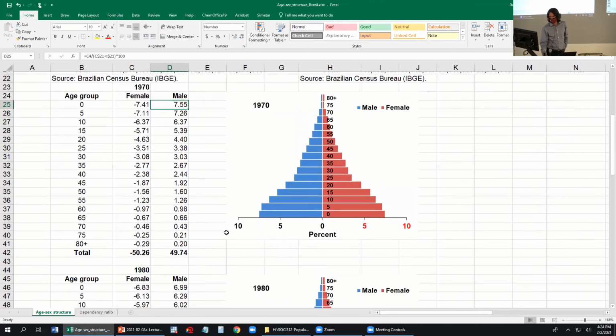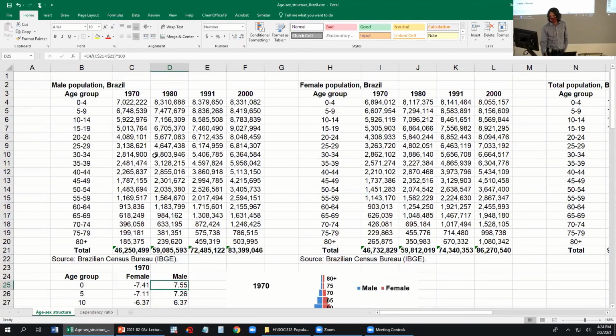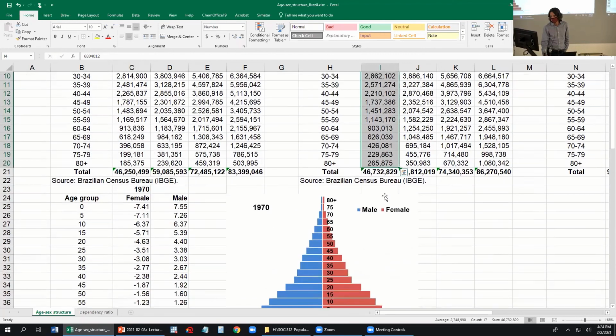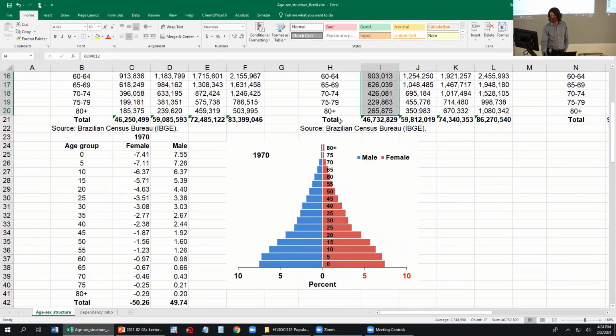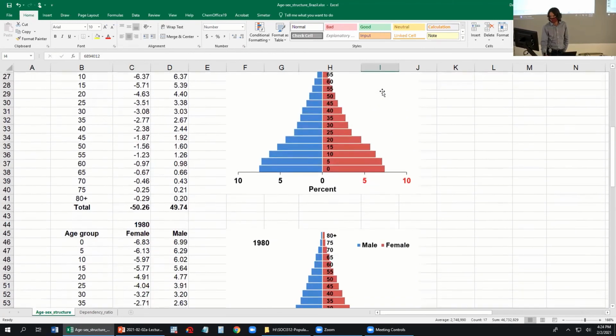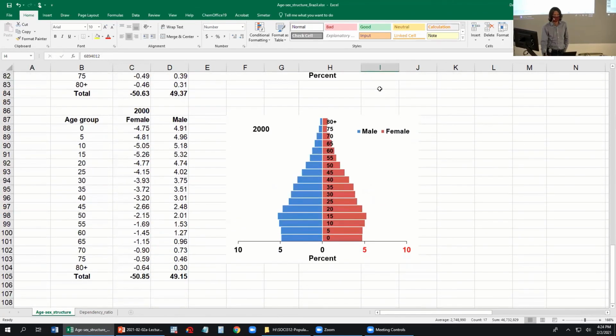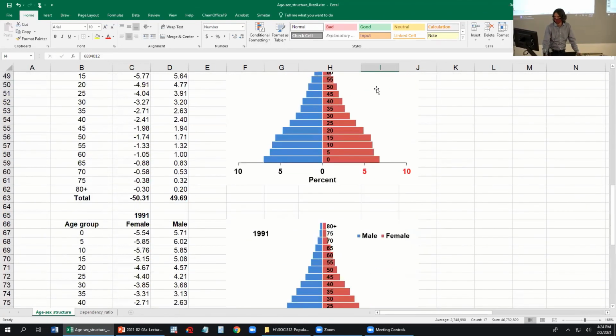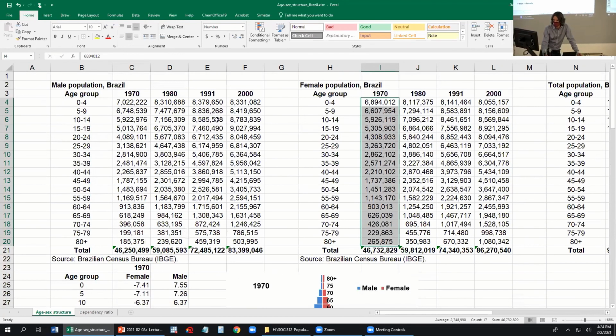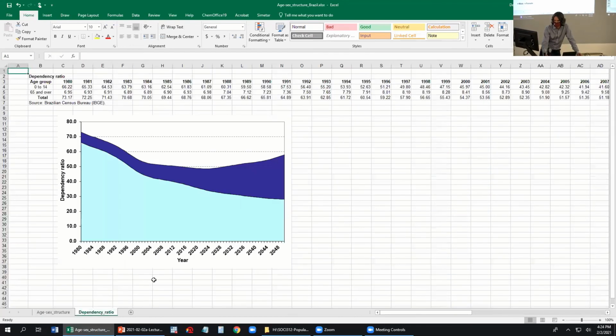But if you type any data here for any country, state, county, city, for a specific year, for these age groups, by sex, for men and women, it automatically generates the age-sex structure. And that's for the first column, 1970, 1980, 91, and 2000. Those were the census years in Brazil, right? Those years here.